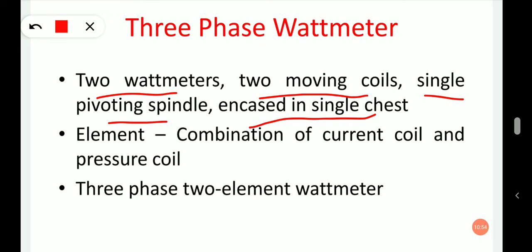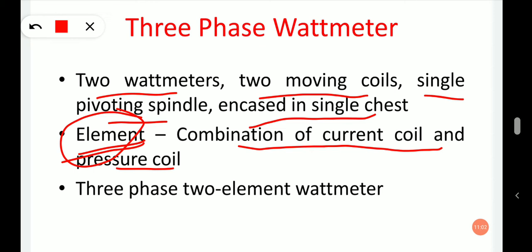The combination of a current coil and a pressure coil is termed an element. The three-phase wattmeter consists of two such combinations. That means a combination of two elements, and an element is nothing but the combination of a current coil and a pressure coil. Hence it is also called a three-phase two element wattmeter.